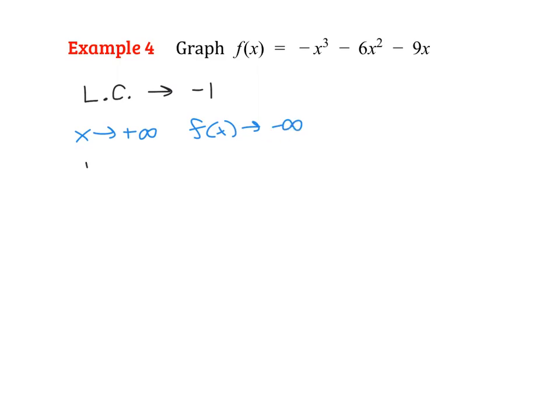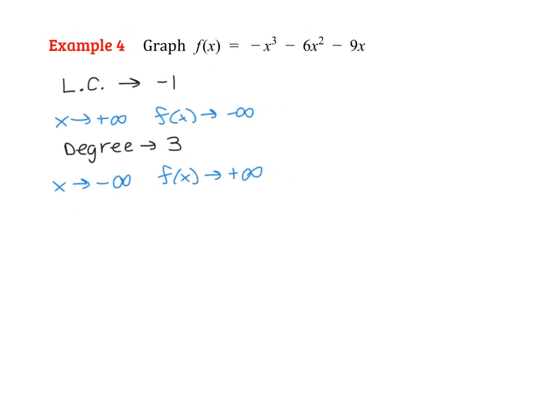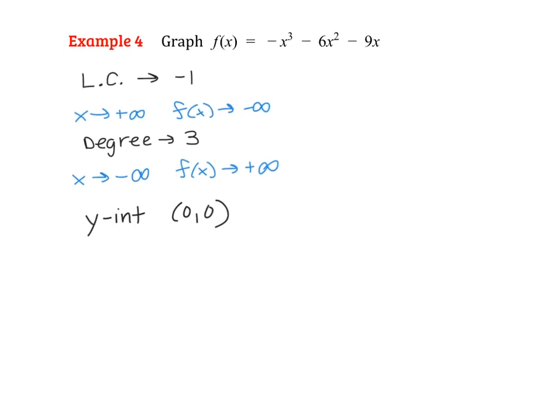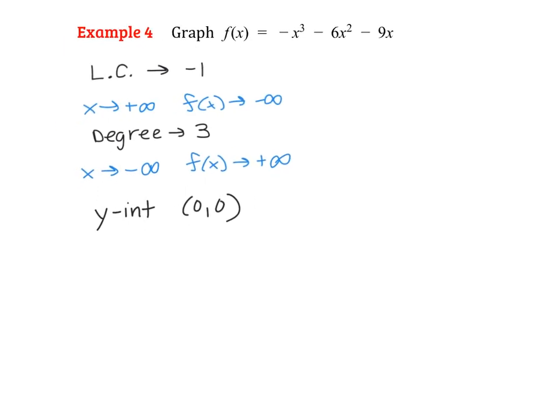Our degree, in this case, is 3. Remember, it's our largest exponent. So that tells me that our end behavior is opposite. So as I move to the left, my graph is going to go up. So moving to the right, I go down. Moving to the left, I go up. And again, that's because our degree is odd. For the y-intercept, I can see that my constant is 0. So my y-intercept is again at the origin. Now to find the x-intercepts, we are going to need to factor it.